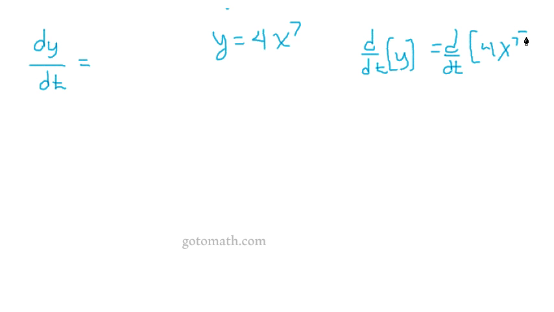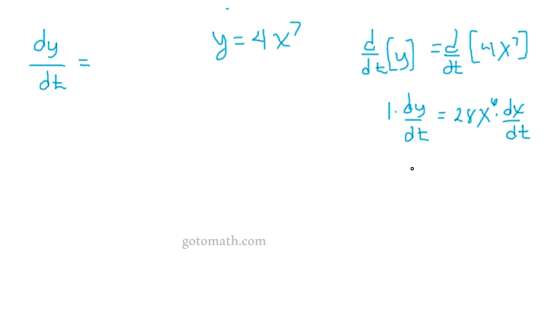y equals 4x to the 7th. Alright, so take the derivative of y, and the derivative of y is 1, and then I'm going to write dy over dt, if you don't mind, is equal to. And then we take the derivative of this guy, and we end up with 28x to the 6th, and then I'm going to write dx over dt. So that's all you have to know. That's it. There's nothing more to this.